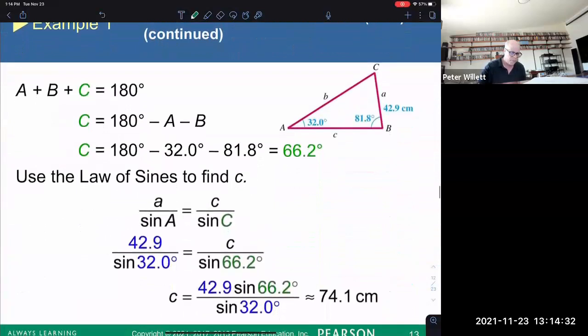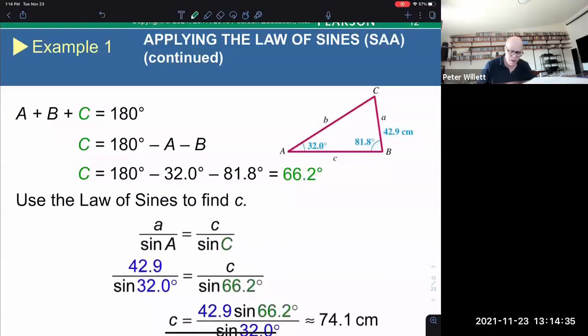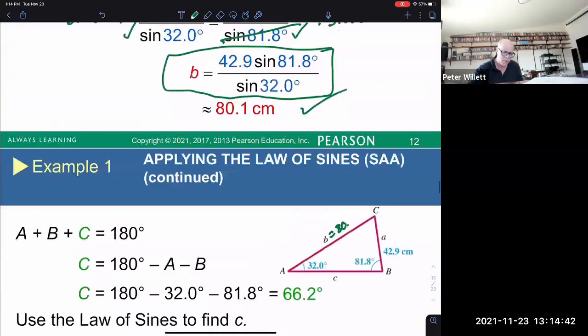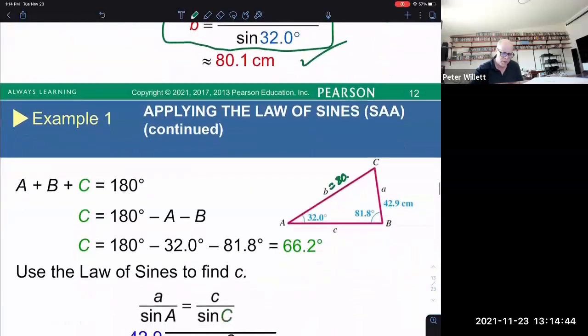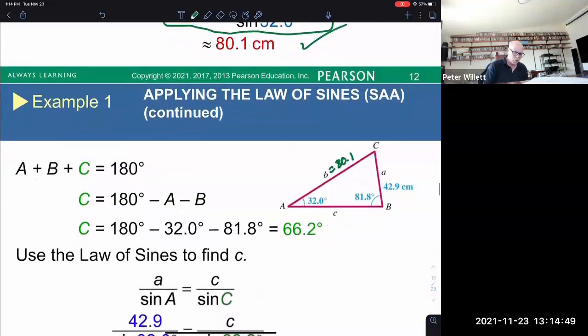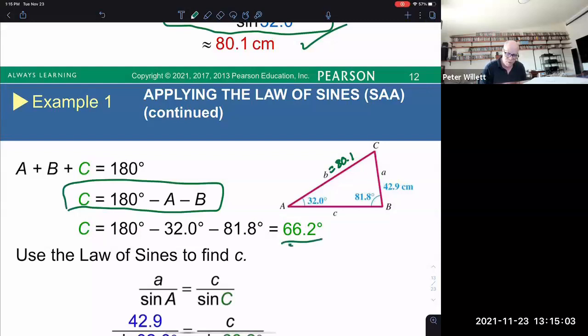Yeah. So on the next slide, what they're showing is, okay, well, now that we figured out side B, we know that is, what was that, 80.1, was it? Yeah, 80.1 centimeters. We want to find out angle C and side C. So since the 3 angles add up to 180, and the only one we don't know is C, if we solve that for C, as I just did, then you can get the value of C by subtracting the other 2 angles from 180, and then they came up with this 66.2 degrees.